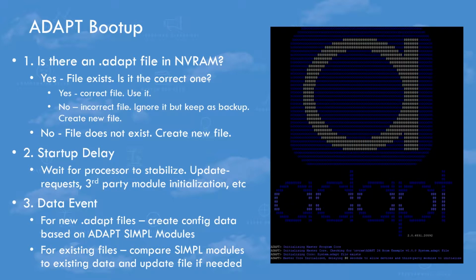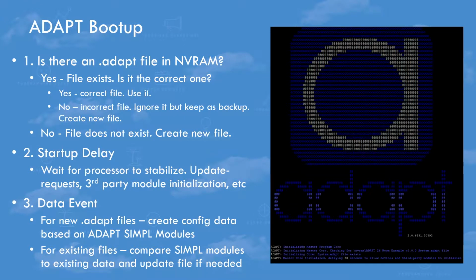So the first thing that happens in our boot up procedure, actually it's not even on this slide, is that you'll see our big Adapt logo, and that means that our Adapt core has initialized, has started up. And the first real thing that happens is the program checks to see if there is an Adapt file in NVRAM on the processor. And of course there's either going to be a file or there's not. If there is a file, we want to also make sure, is it the correct file? If it is the correct file, meaning that this is an existing system, I already have an Adapt file for this system and I want to continue using it, so obviously yes, it is the correct file, and the boot up procedure continues using that file.